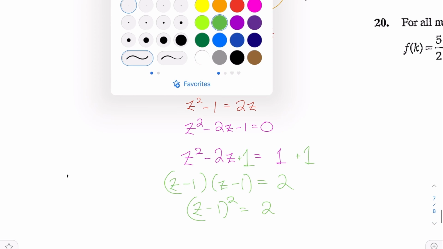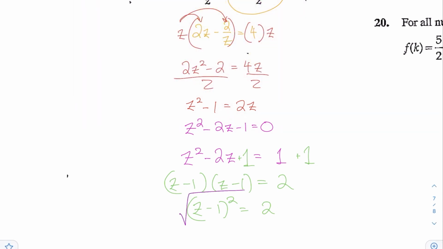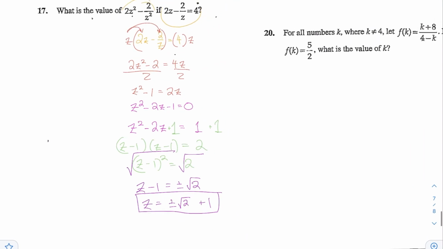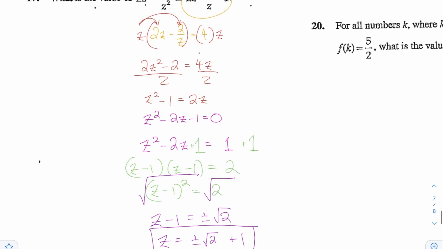So to solve for z, using this method, you have to do the square root, and that will give you z minus 1 is equal to positive or negative root 2. So z is equal to positive or negative root 2 plus 1. So here we have irrational roots for z, and it could be 1 of 2 answers.